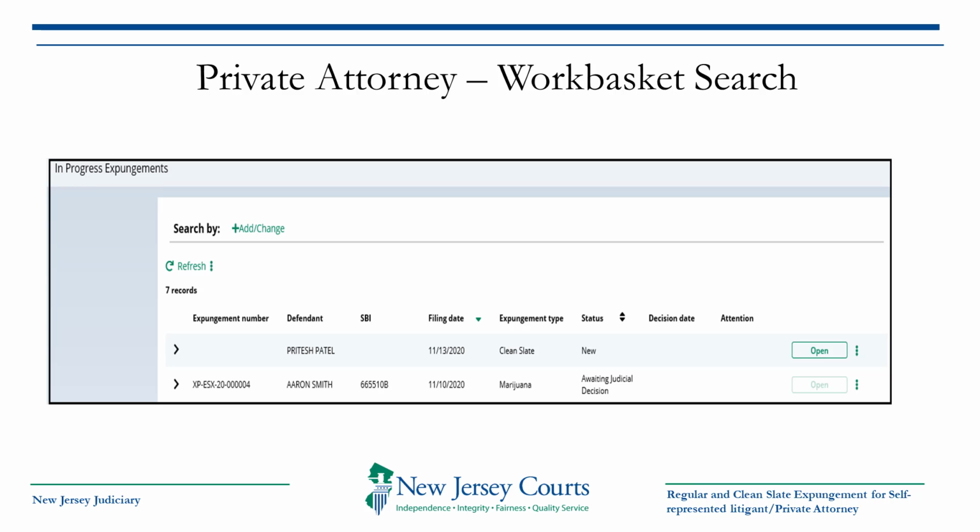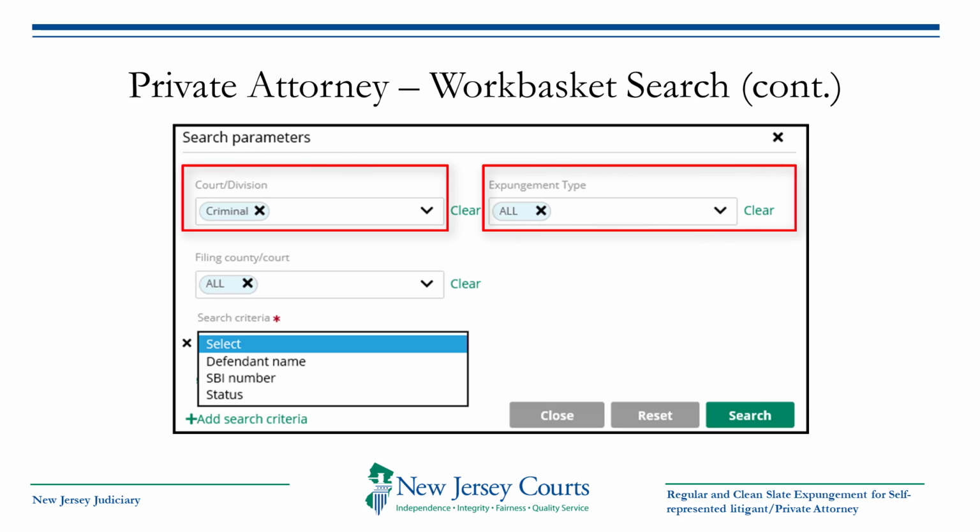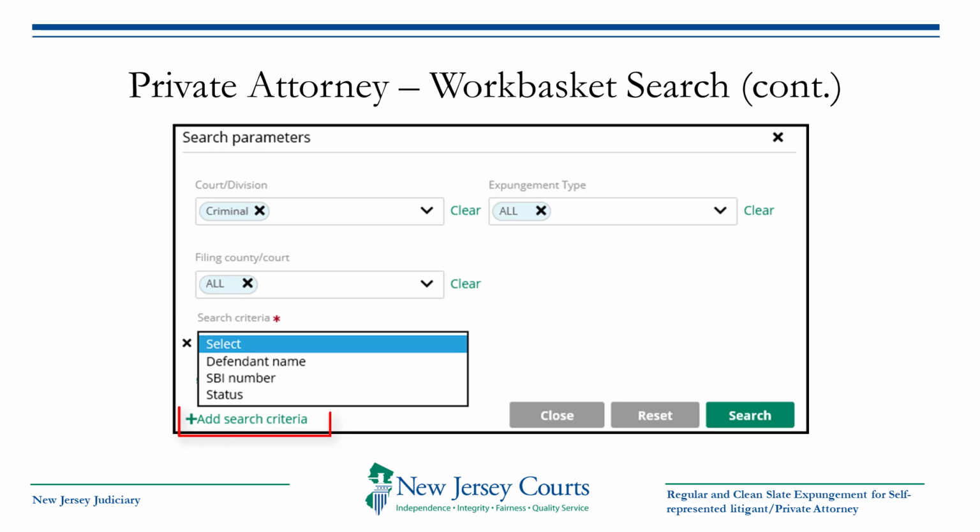A self-represented litigant does not have the functionality to search for a case. A private attorney can click the Add Change link next to Search By to open a Search Parameters pop-up window. The Search Parameters pop-up window is displayed. Court division defaults to criminal. Expungement type defaults to all. Filing county court defaults to all. Click the Add Search Criteria link to choose additional criteria. Select the value from the Search Criteria drop-down list and enter the desired search criteria.